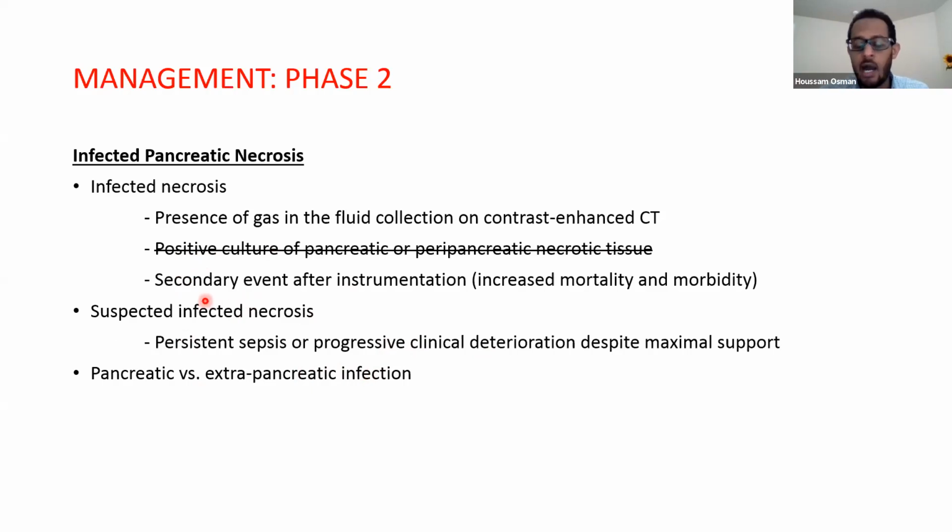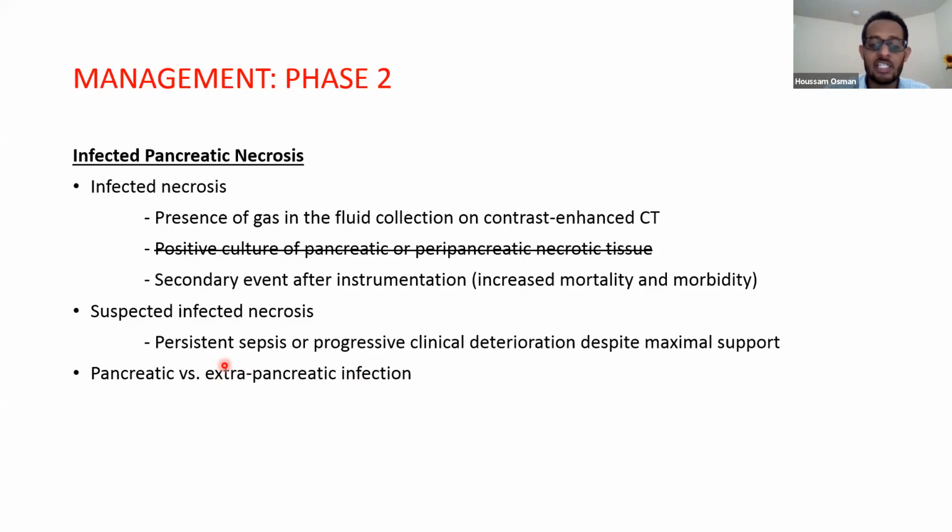If a patient is transferred from somewhere else and someone did a biopsy or sampling of the pancreatic tissue, assume this patient now has infected necrosis, even if he did not have that before the sample. Or if you do a CT scan and there's no evidence of gas, but the patient is acting sick and is not improving, this patient has infected necrosis, even if you don't see it on CT scan.